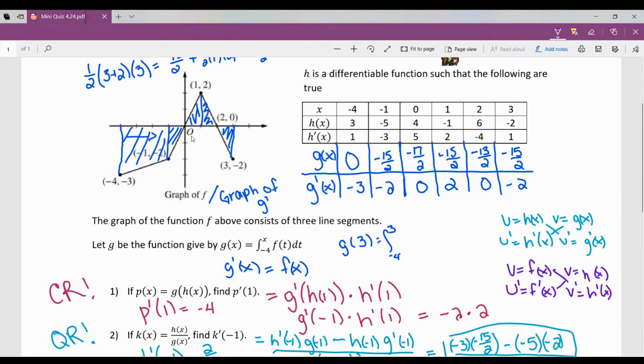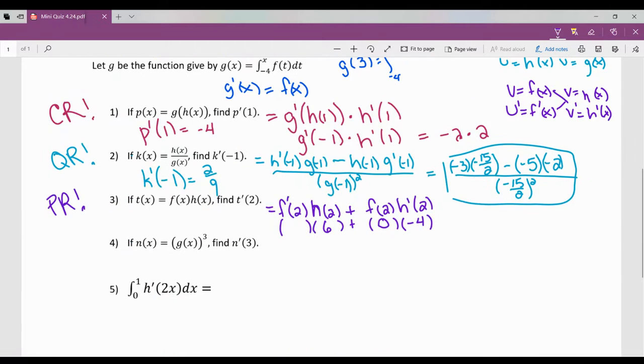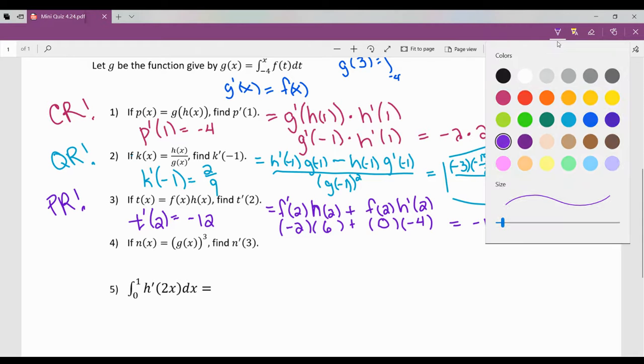F prime of 2, that means at 2, what's the derivative here? When I say derivative, you say slope. So what's the slope at 2? So f prime of 2 is going down 2 over 1, so -2. So we've got final answer, -12 plus 0. So t prime of 2 is equal to -12. All right, and on to the next.